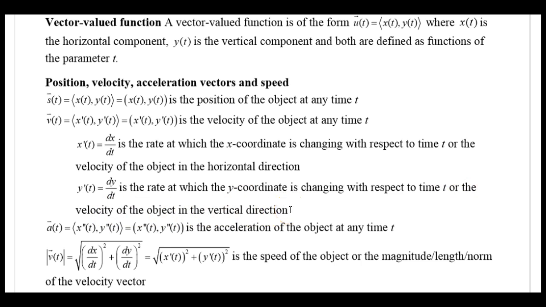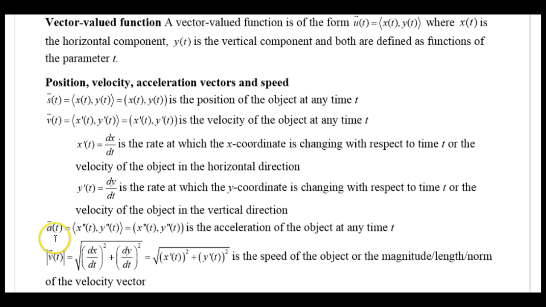So now we're breaking up to look at the horizontal component and the vertical component separately, and we're thinking about the rate of change of each one. How fast is my object moving to the right or left, or how fast is my object moving up or down? So we're really decomposing and getting more in depth with the rate of change concept.